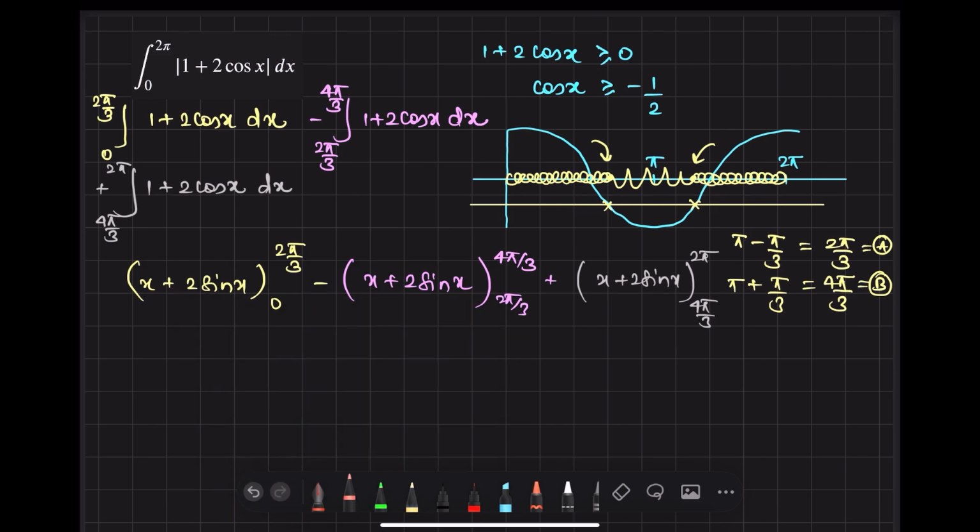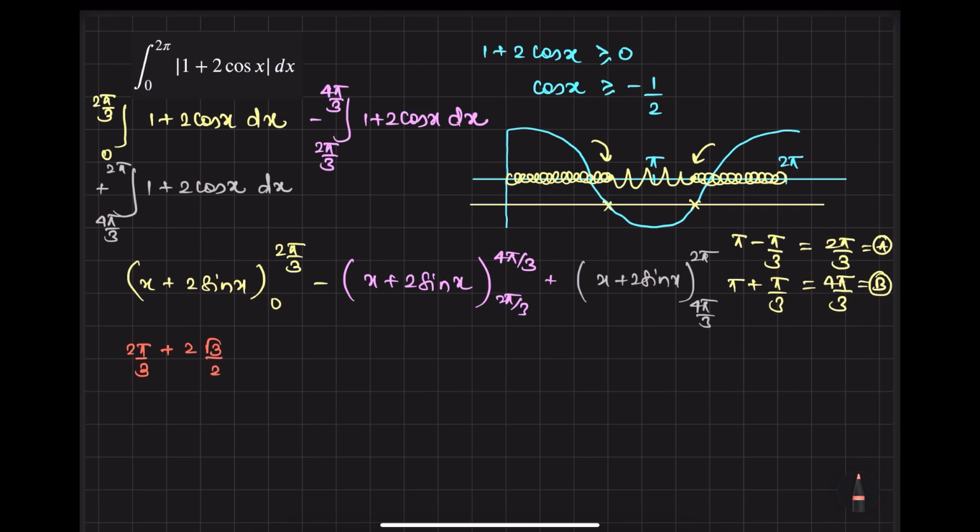Okay, so if you substitute the upper limit, it will become 2 pi by 3 plus 2 sin of 2 pi by 3. Now 2 pi by 3 is what? 120 degrees. 120 means pi minus 60. If you replace x with pi minus 60, you fall in the second quadrant, and in the second quadrant sine is positive. So 2 times sine 60, root 3 by 2.